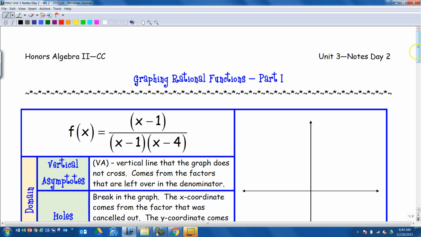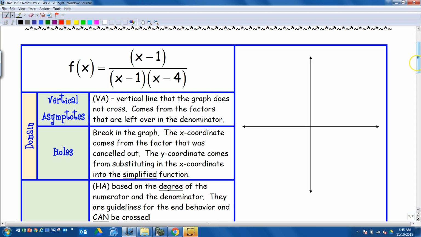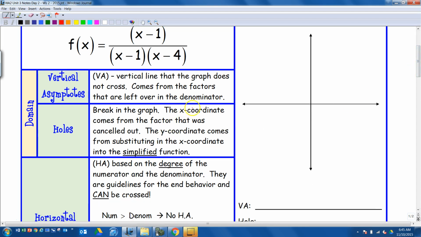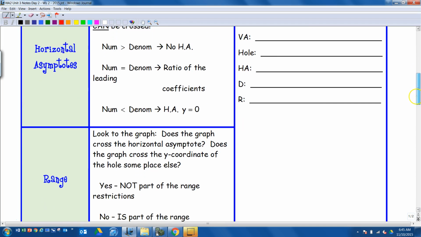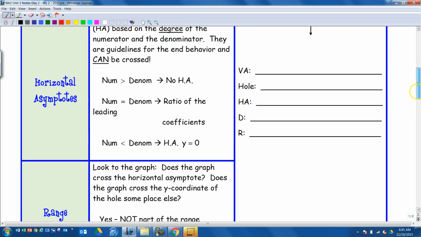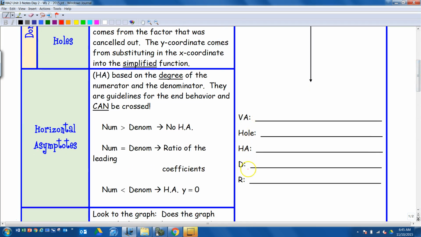So let's talk about this starting problem. I talked about yesterday the domain, which can either be a vertical asymptote or a hole. A vertical asymptote is a line that the graph doesn't cross, and it comes from the factors that are left over in the denominator after you simplify, versus a hole, which is a break in the graph, and the x coordinate comes from the factor that was canceled out. Then, to get the y coordinate, you sub in the x coordinate that was canceled out into the simplified function. So let's start with that. I'll talk about horizontal asymptotes and range in a minute. So first off, here are the 5 things we need: vertical asymptote, hole, horizontal asymptote, domain, and range.